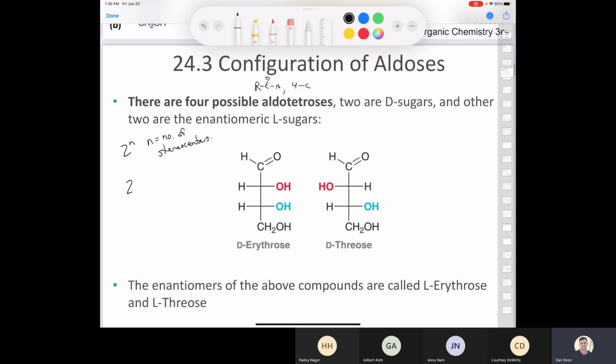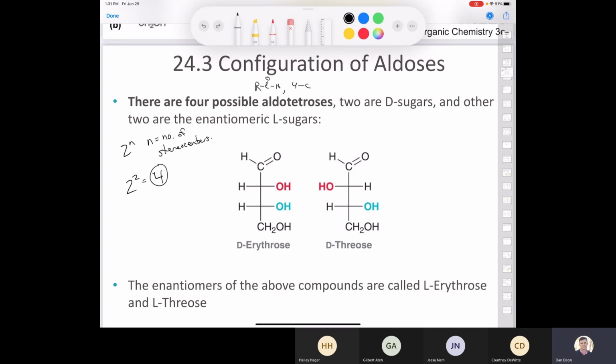So if we have 2 stereocenters, it's 2 to the power of 2, which equals 4, right? So that means we have 2 stereoisomers that are D sugars, and these aren't enantiomers, they're diastereomers. But then we have the 2 enantiomers, one of each of these, right? And those are the L sugars.